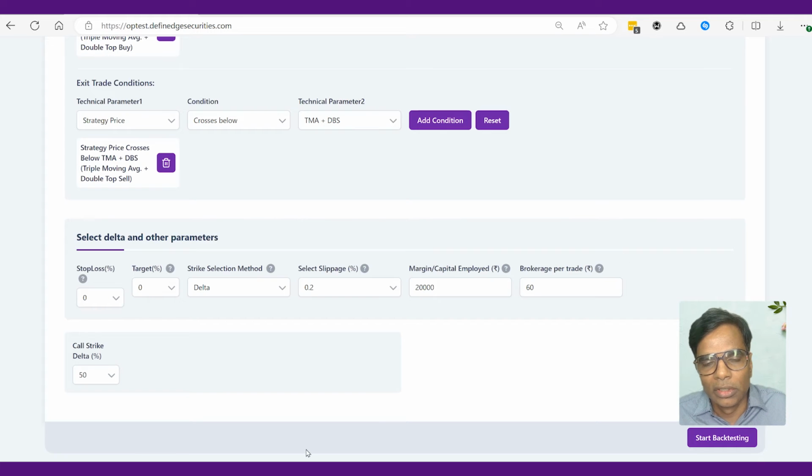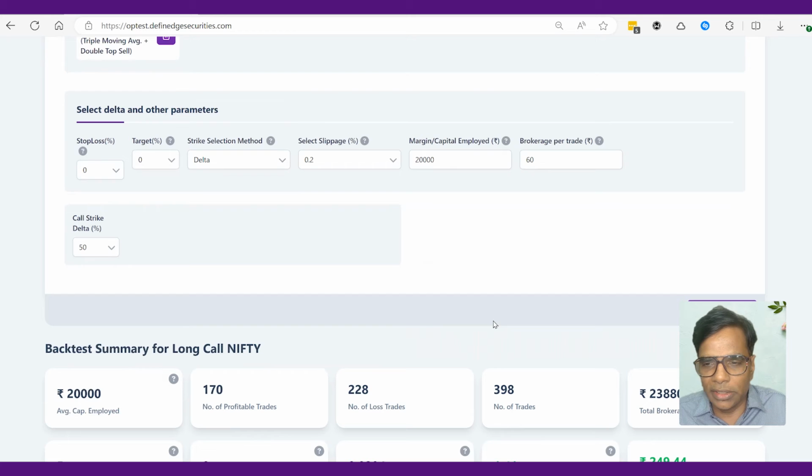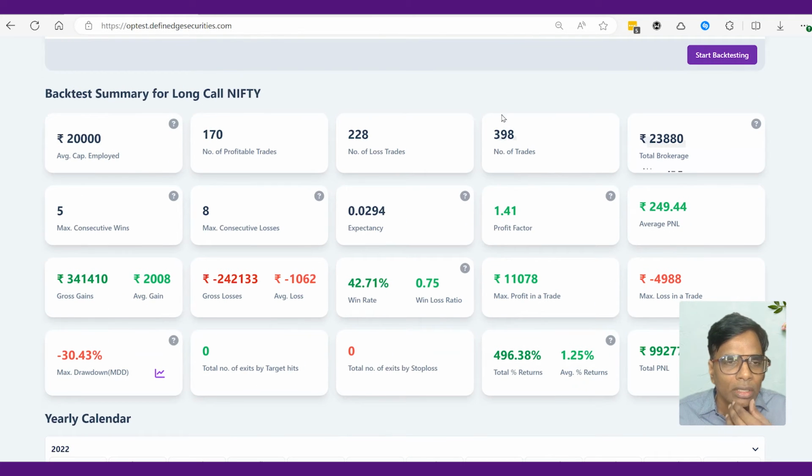Okay, so now the results have arrived, so let's see how good the results are. This is the backtest summary of the results for this particular backtesting system, the PNF chart system. This is the average capital employed. The number of trades here are less. That could be possible because you might not get an entry each and every day. So that could be one reason.